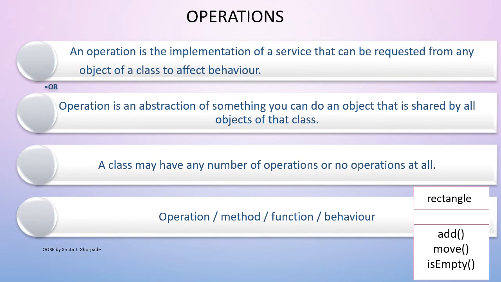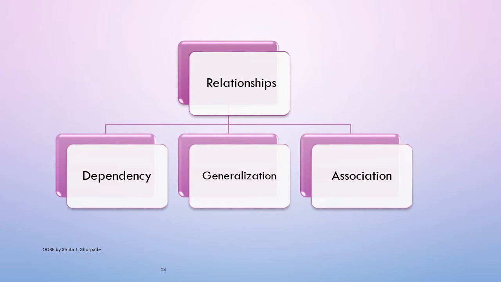We can say it is the name for an operation or a method or a function or a behavior of a class. And usually operations are given in the third compartment of a class notation. Example: rectangle is a class with a set of operations like add, move, isEmpty, which are the methods or operations of the rectangle class.